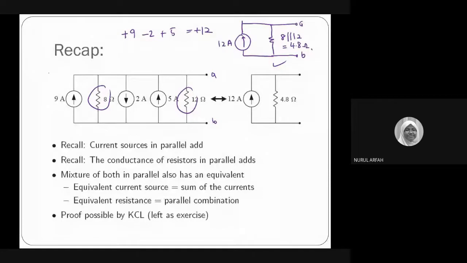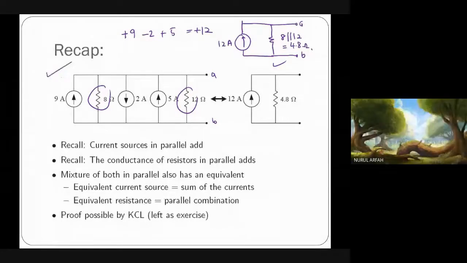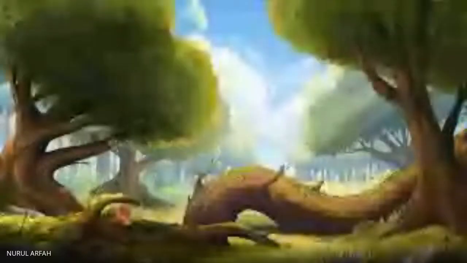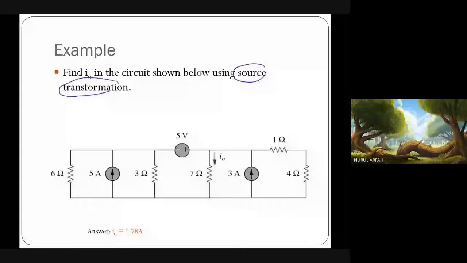So this is how you draw. But I think the parallel rules are easier compared to the series. Okay. Alright, now use source transformation to find I naught.